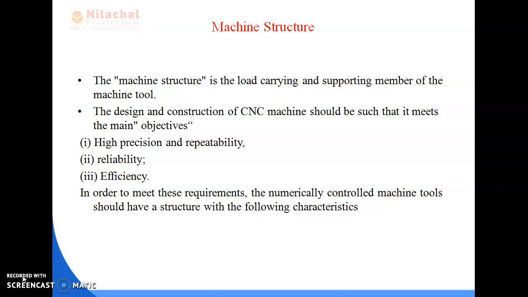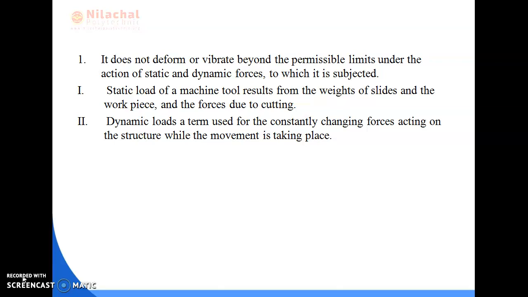In order to meet the requirement, the numerically controlled machine tool should have a structure with the following characteristics. It does not deform or vibrate beyond the permissible limits under the action of static and dynamic forces to which it is subjected. Means the machine structure should not deform or vibrate during working when the static load or constant load and or the dynamic loads or the changing loads are acting on it.